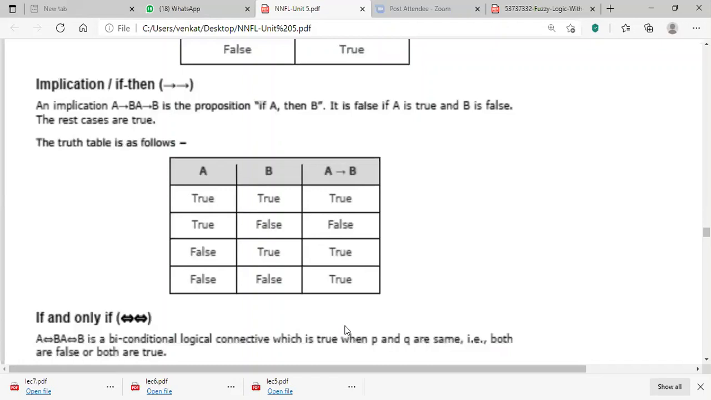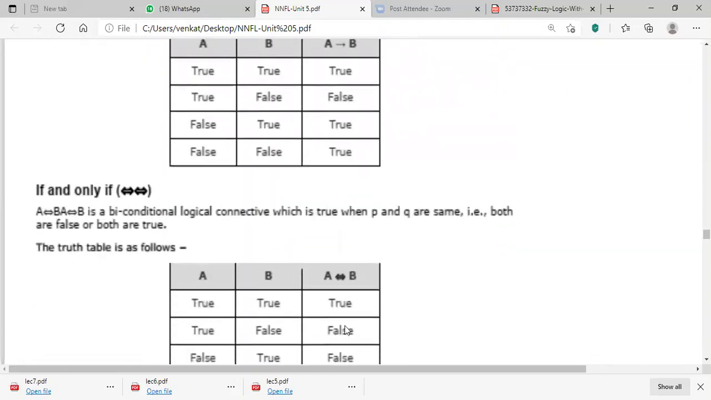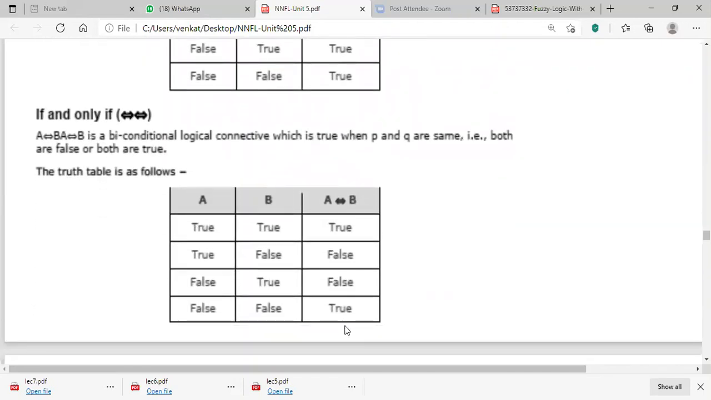Next one is if and only if. Biconditional logical connective, which is true when P and Q are the same. That is, both are false or both are true. Okay. P and Q or A and B. You can make use of any sort of variables, either A and B or P and Q.